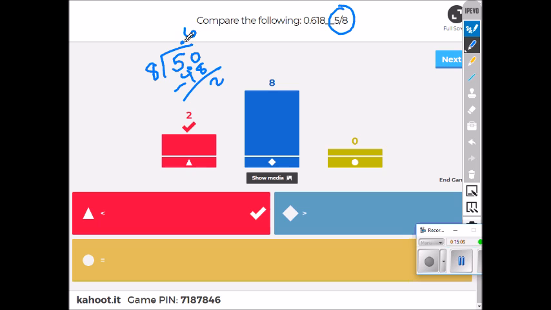Now, is that enough information right there to be able to compare them? No, we've got to keep going because it's got a 6 in the tenths in both of them. So we got to keep going. So we got to add another 0 on there. 8 goes into 22 times. Now, do we have enough information now?